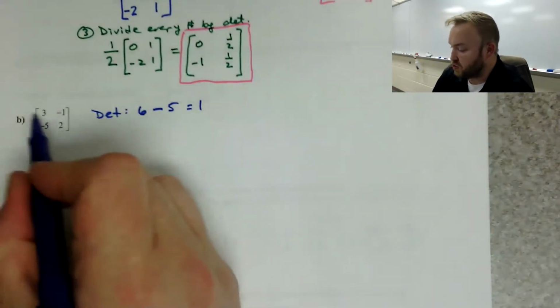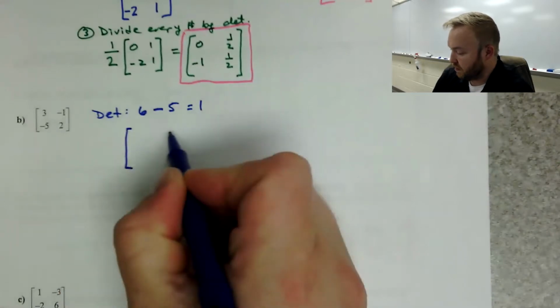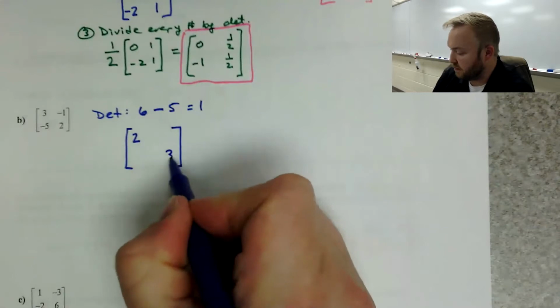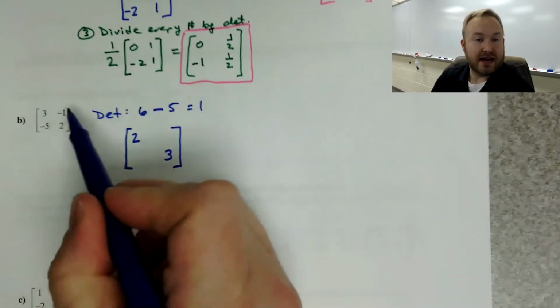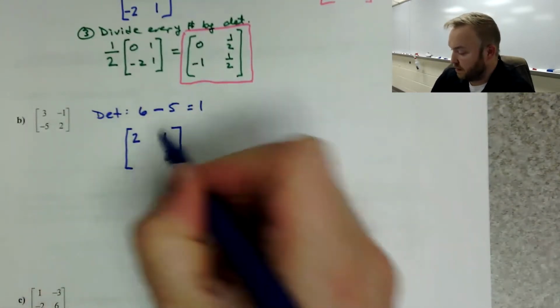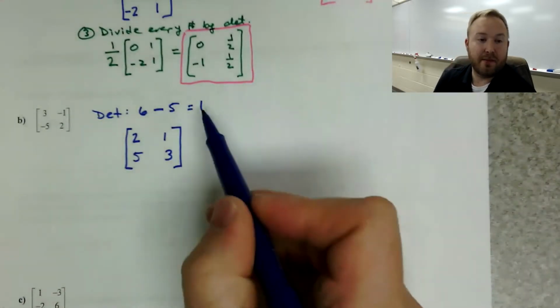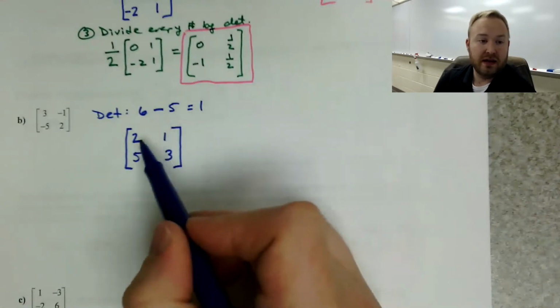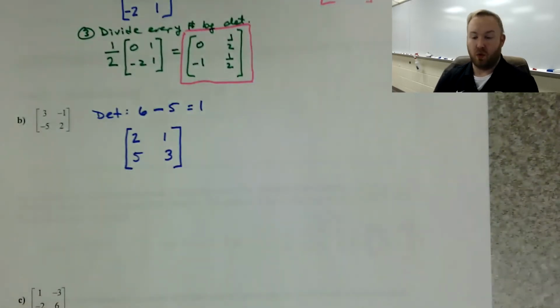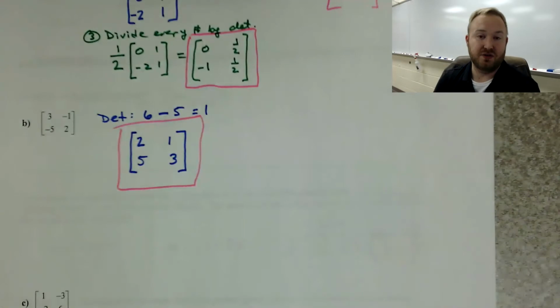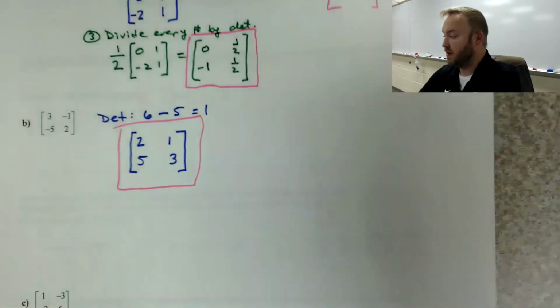Okay, so I'm going to do my swap and change. The first diagonal, we swap those numbers. So 3, 2 becomes 2, 3. Second diagonal, we change the sign. So that'll become a +1 and a +5. And then we divide by the determinant. Now my determinant here is 1. If I divide all these numbers by 1, I'm going to get the exact same thing. So that's my inverse. I don't really need to do that dividing by the determinant step because I'm going to get the same answer, right?